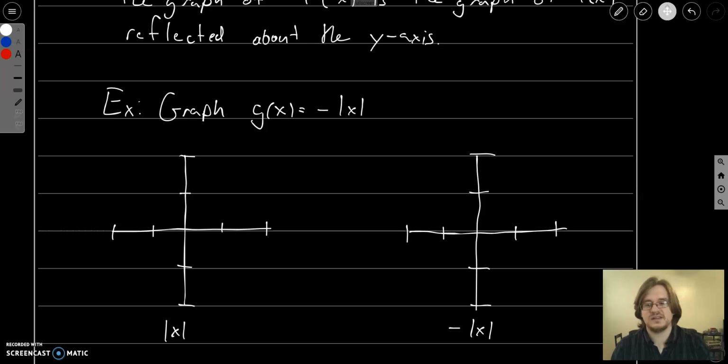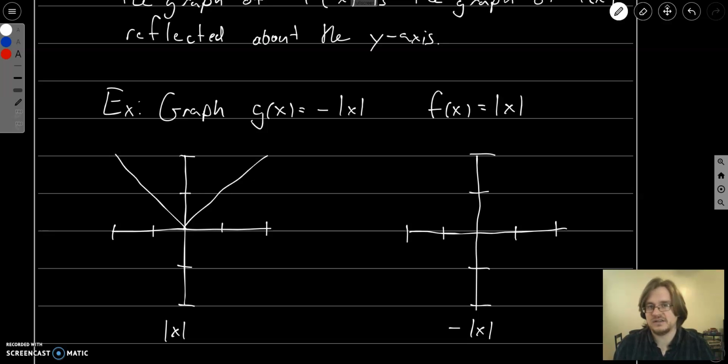So when I look at the graph of the absolute value of x, this graph looks like this, and it's just this v here. If I plug in 0, the absolute value of 0 is 0, the absolute value of 1 is 1, 2 is 2. The absolute value of negative 1 is 1, the absolute value of negative 2 is 2. So we get this nice v.